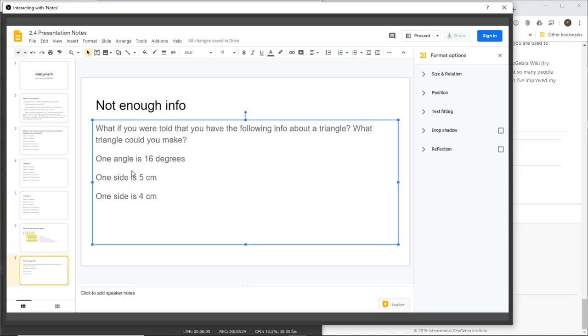So, let's take a look at one of the other three scenarios. What if you were told that you have one angle that's 16 degrees, one side that's 5 centimeters, and one side that's 4 centimeters? Here we have the angle-side-side information. What kind of triangle can you make? Can you make a triangle with just that information? See if you can see in GeoGebra what you can make happen. Give it a shot. I'm going to pause the video. You should make these in GeoGebra.